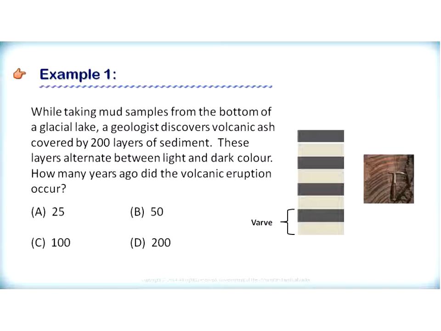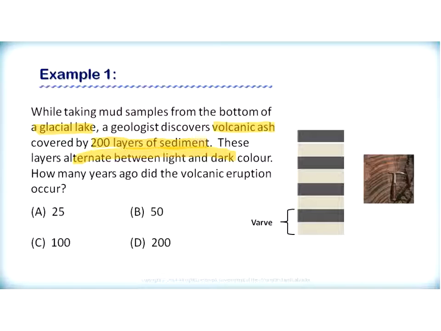When you read through the problem, the scientist discovers that volcanic ash found in a glacial lake is covered by 200 layers of sediment, which alternate between light and dark color.